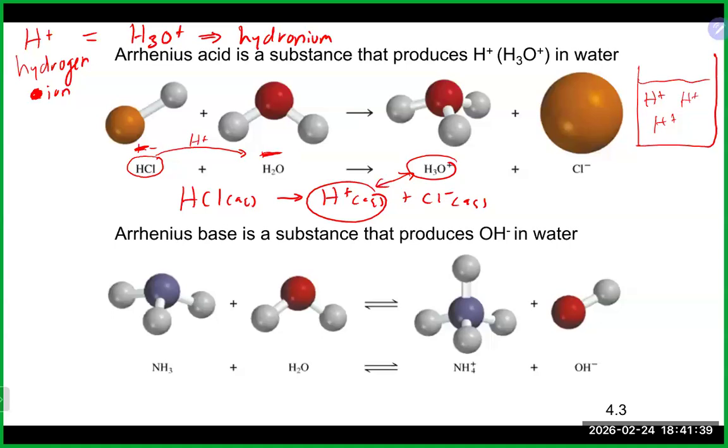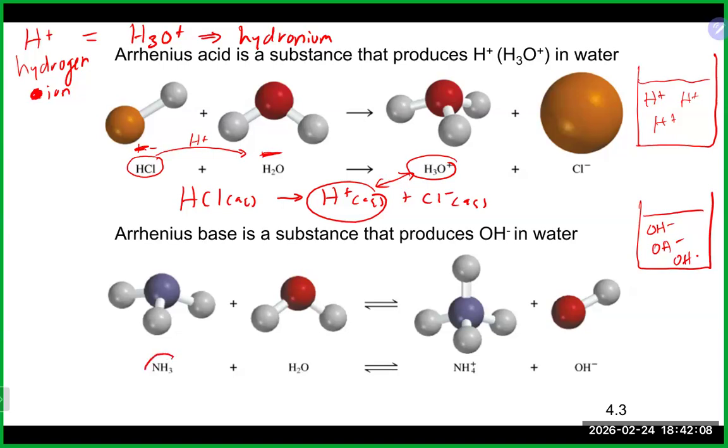Arrhenius defined a base as something that has the ability to produce hydroxide in solution, OH minus. It's kind of the same idea. For something to be a pretty good base or just a base in general, it needs to produce free-floating hydroxide ions in solution. Now, what we have here is ammonia.